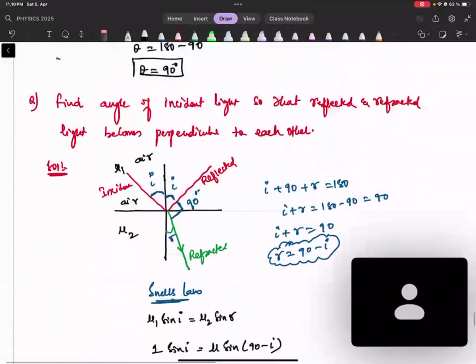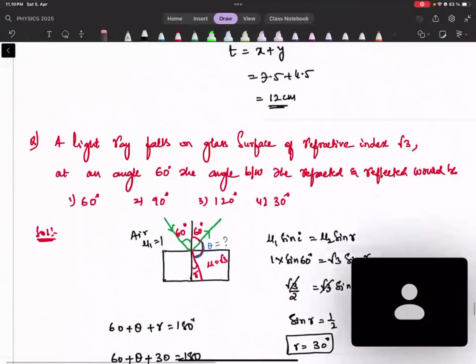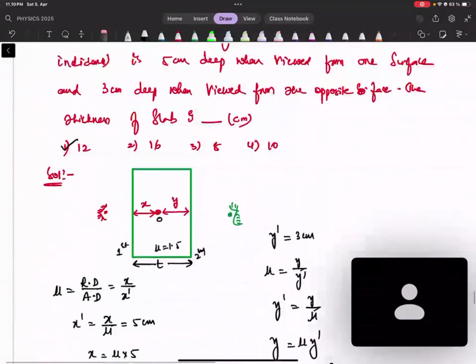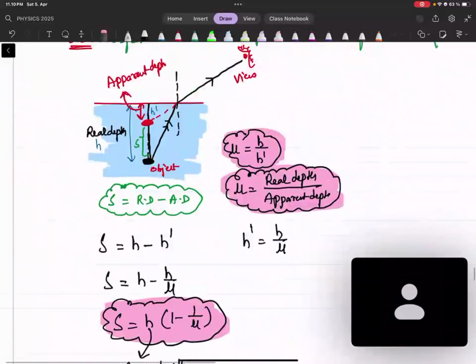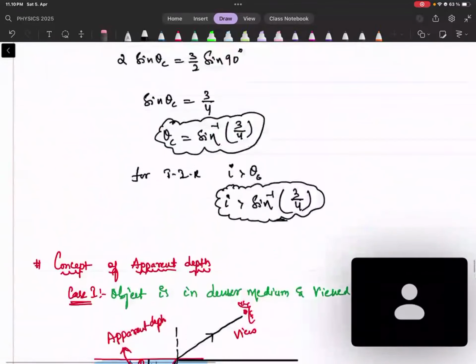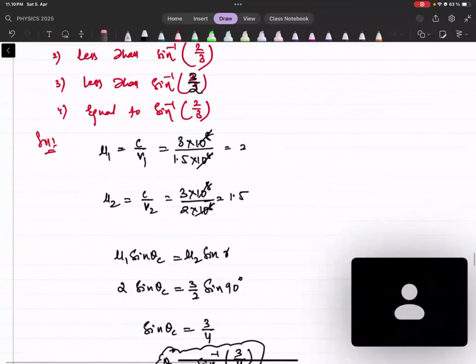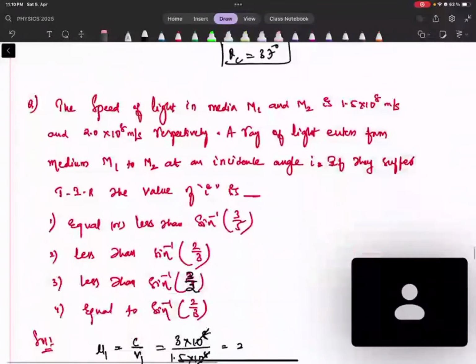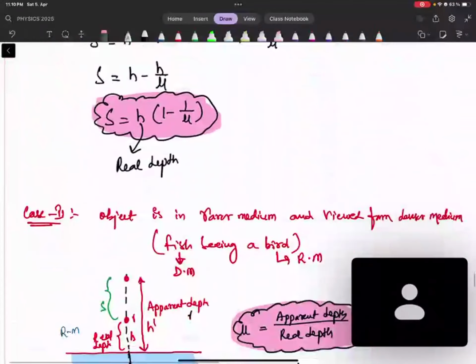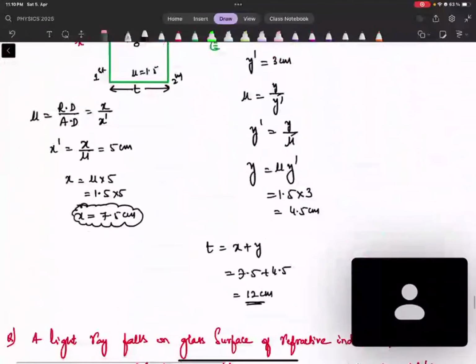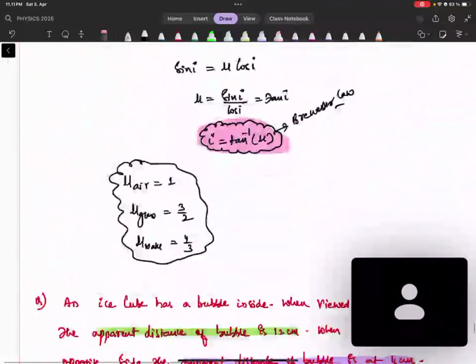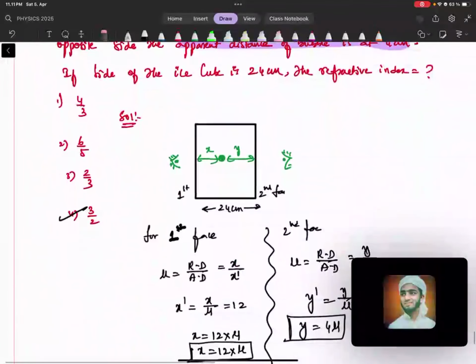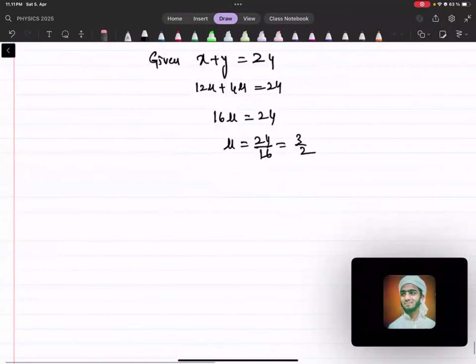Still, we are having a lot of applications, beta. Like say a bulb kept in a swimming pool. We need to calculate the cone and area, all these conditions are already there in the PYQ questions. You can directly take some of the PYQ questions from this topic, refraction, and try to complete them. Clear? Yes, sir. Sure. One more topic.